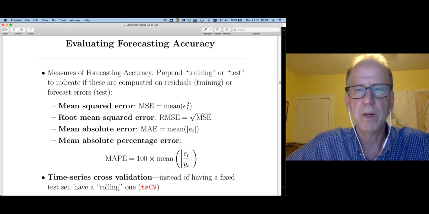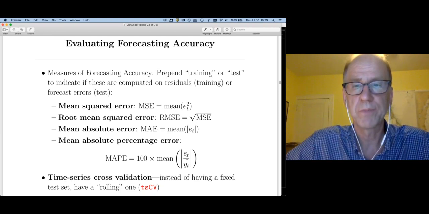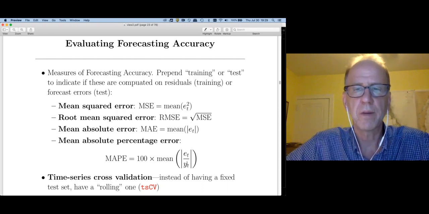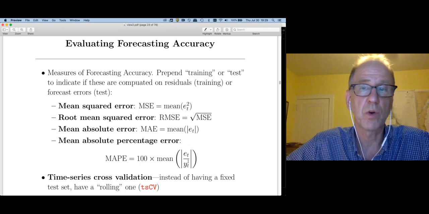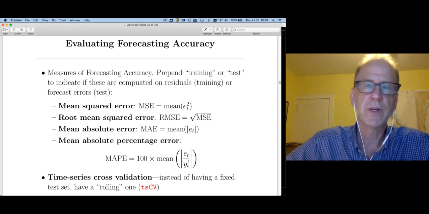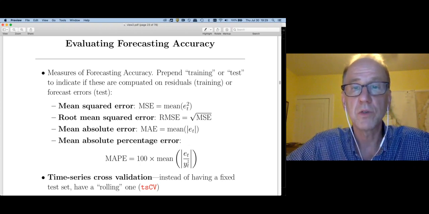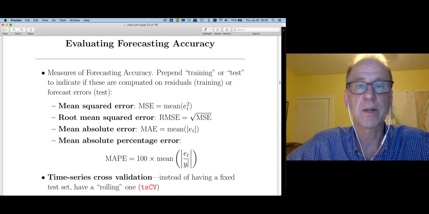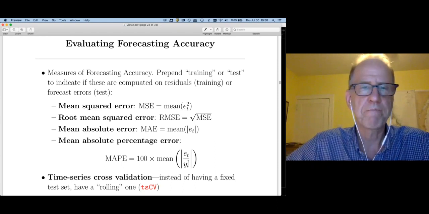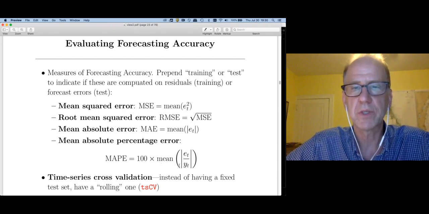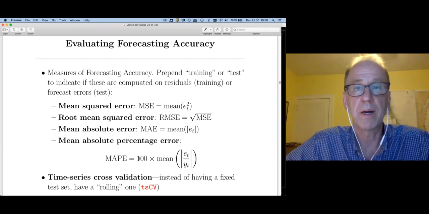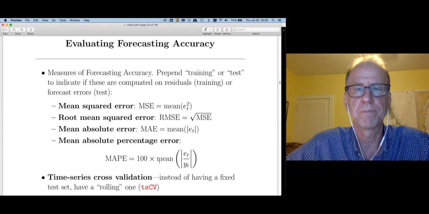And another really useful property of this is that it's unitless. So if the y's are measured in centimeters and the errors are measured in centimeters, they cross out. So that's a very desirable property, that it's a unitless quantity, kind of like r squared. Then what we do is we just take the average of this, and we tend to multiply it by 100 to get percentages.